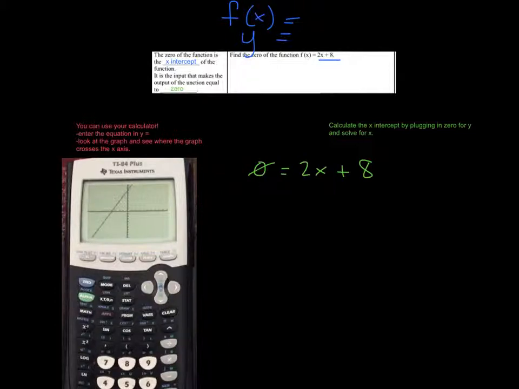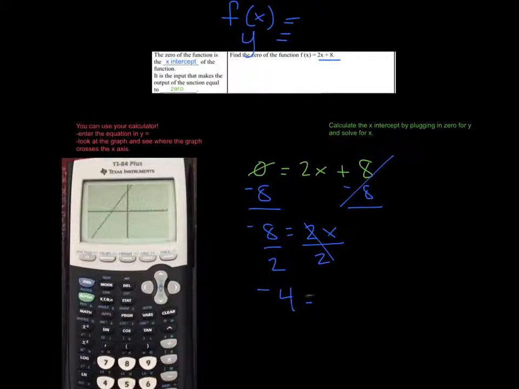So here, the opposite of adding 8 would be to subtract 8. So I'm going to do that, and I get negative 8 equals 2x. The opposite of multiplying by 2 is dividing by 2, and I find out that yes, I was correct. The x-intercept of this function occurs at negative 4. And you can see that right there on the calculator as well.